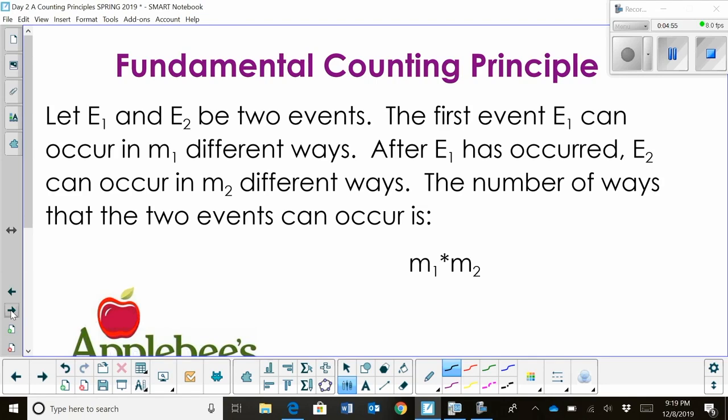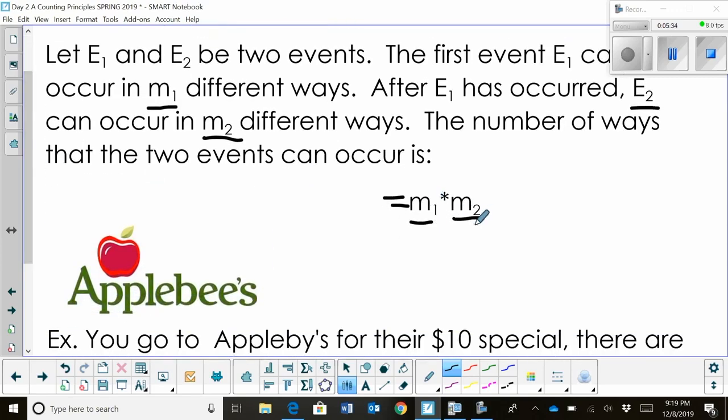In this case, we're going to have 2 events. We're going to name those E sub 1 and E sub 2, event 1 and event 2. The first event can occur in m different ways, so we're going to use m sub 1 to refer to the ways that we can count the first event. And then the second event, E sub 2, occurs in m sub 2 different ways. To find the number of ways the two events can occur, we would multiply those two together. So the result would be m1 times m2.